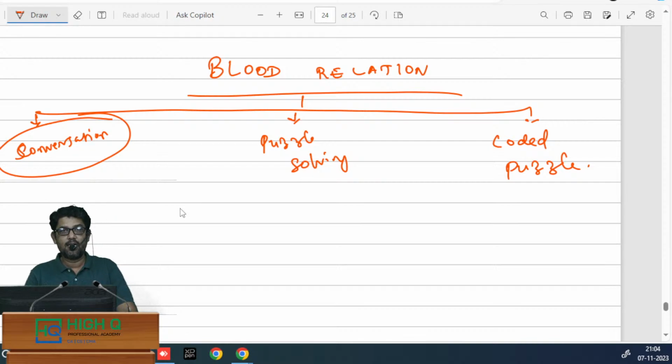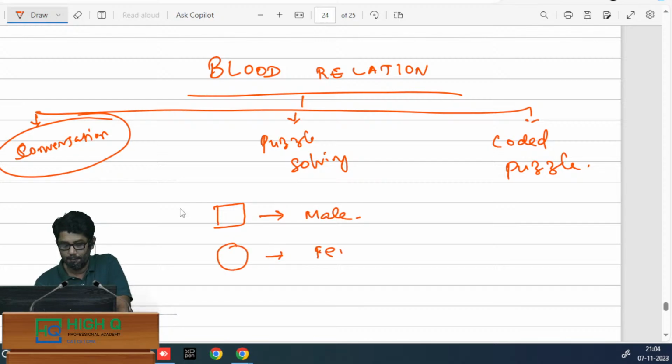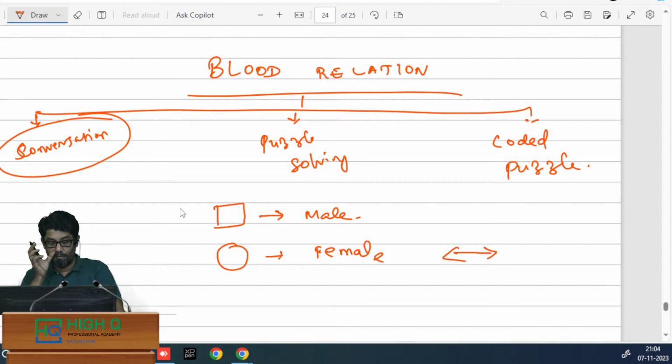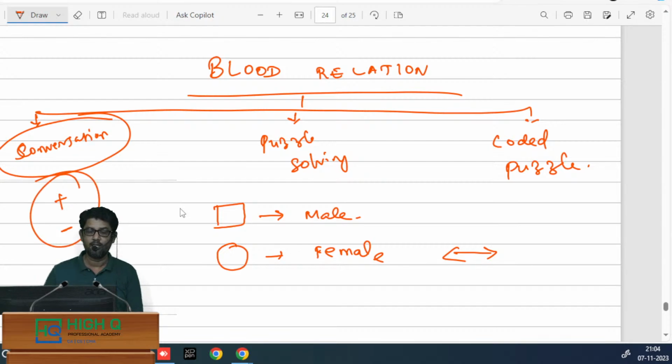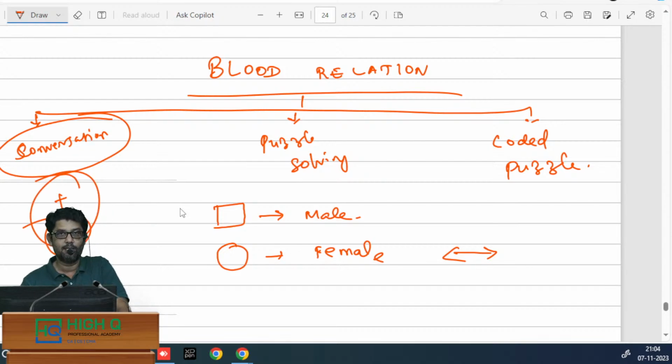Before I start, I'll give my style. I always put a box for male, a circle for female, and a double arrow for spouse relation. These are the simple things. Few people may be using plus for males, minus for females. I don't use this positive energy, negative energy, because then people think girls are negative energy. Already people are talking about this. So I'll strictly use a box and a circle, my dear. Okay. Shall we start now?